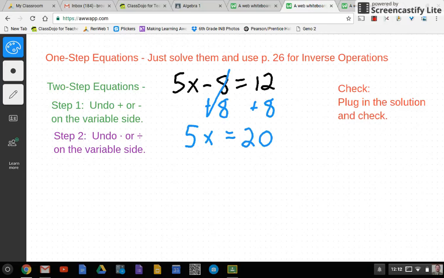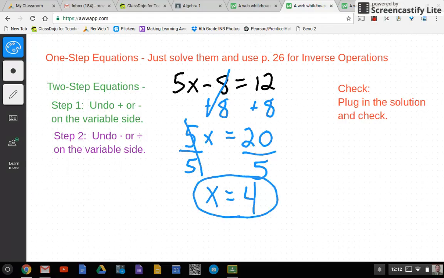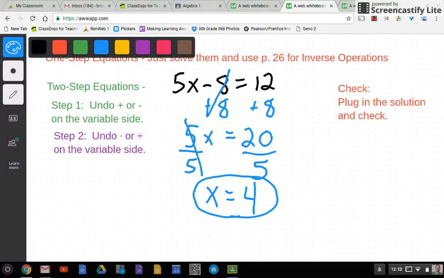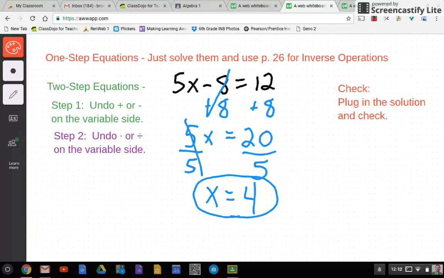So now then, the next step is undo the multiplication or division on the variable side. I have multiplication. I undo that with division. I have to do it both sides. Those will cancel, and I will get x or 1x, same thing. And 20 divided by 5 is 4. So my answer there is x is equal to 4. And then if I wish to check, if I plug that 4 back in, then it should work out. So that would have 5 times 4 minus 8 is equal to 12.